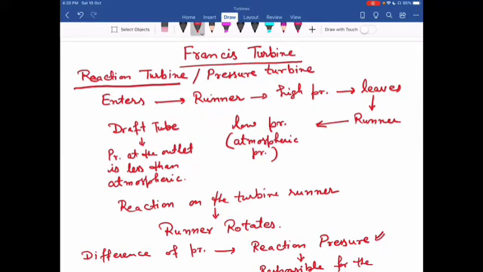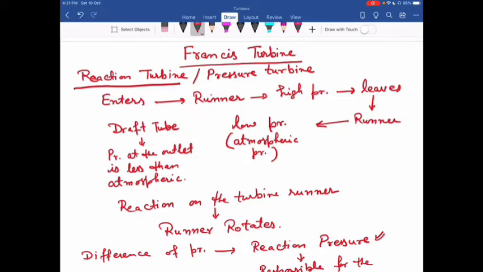Now, as in this turbine, water passes through the vanes, the pressure energy is continuously converted into the velocity energy or the kinetic energy. And that kinetic energy is transferred to the runner. So due to that, the runner starts rotating, or you can say that the runner rotates.